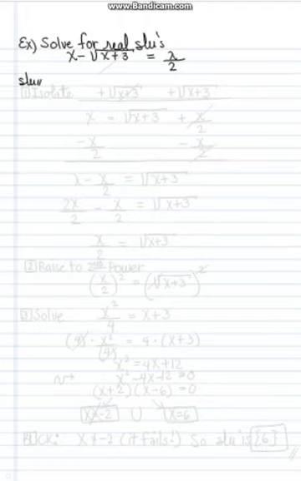Here we're asked to find the real solutions of the equation x minus the square root of x plus 3 equals x over 2. That's an x over 2. Solution, well, the first step is to isolate the radical.